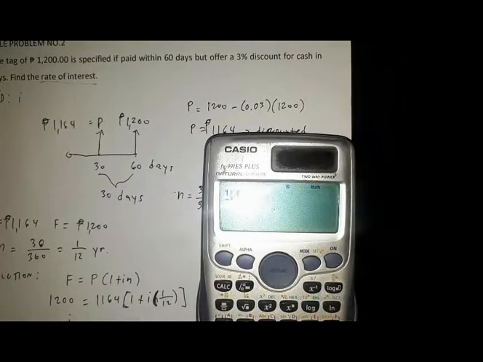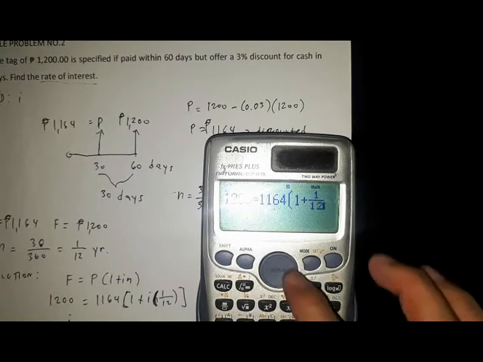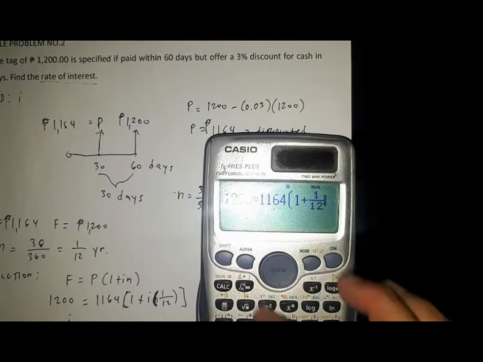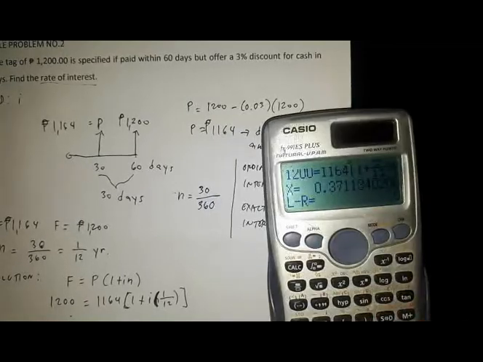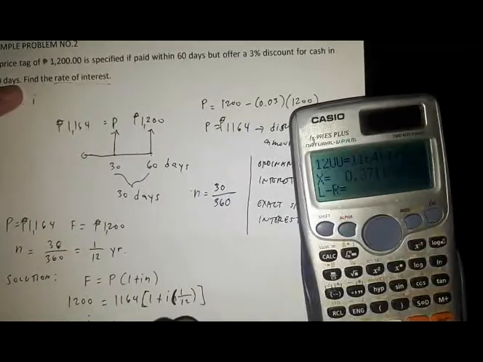So we have 1,200 equals 1,164 multiplied by 1 plus 1 over 12 times the interest. So let's solve for the value. So we have the value of i of 0.3711, or 37.11%.